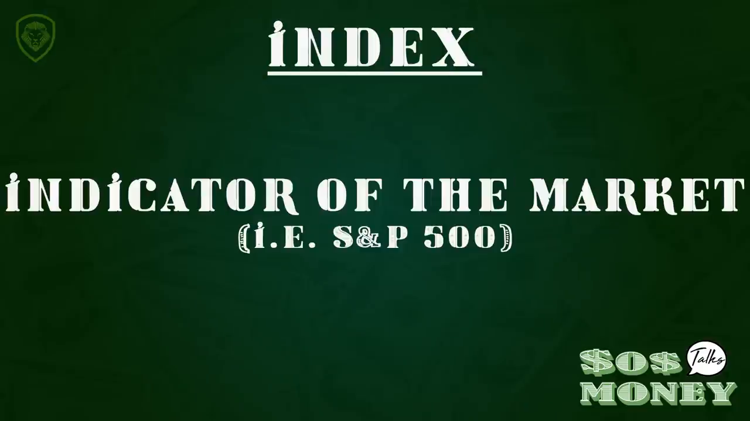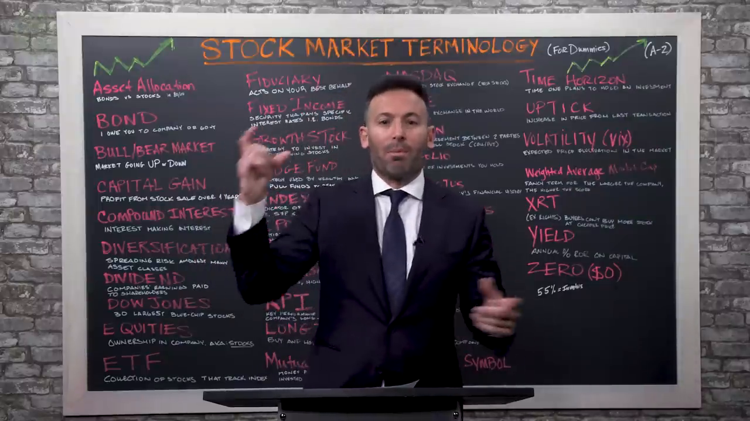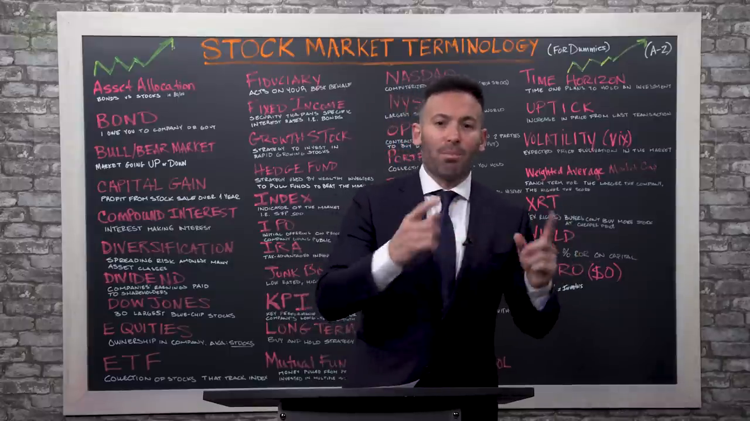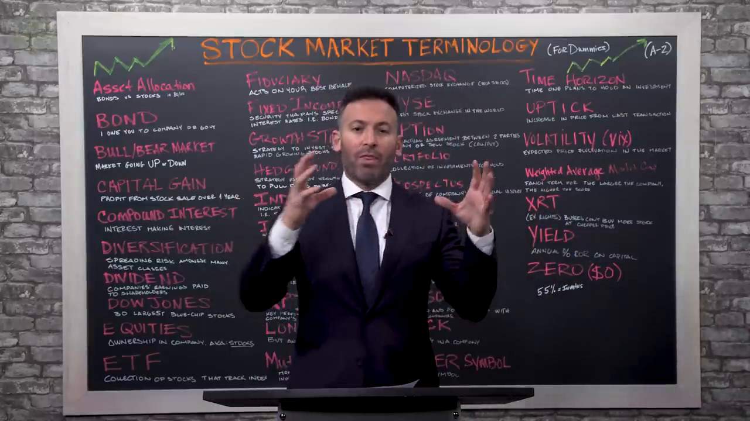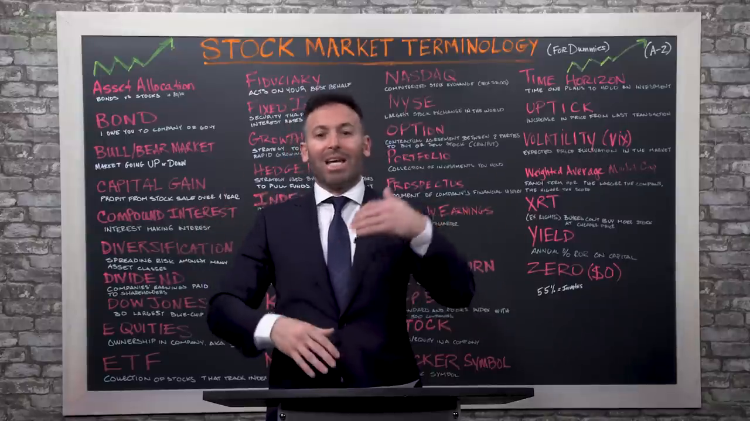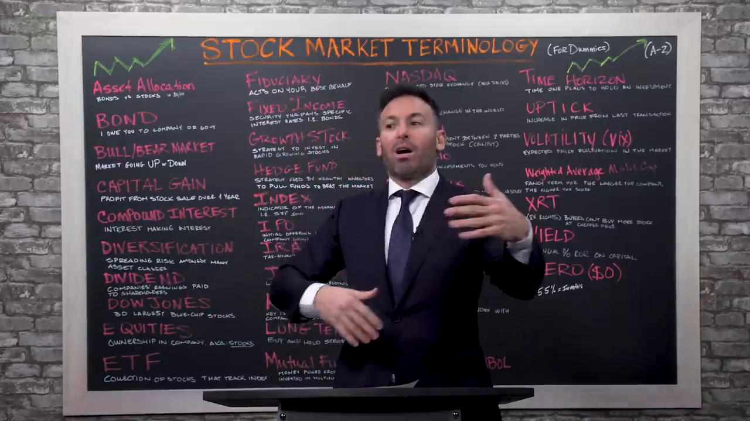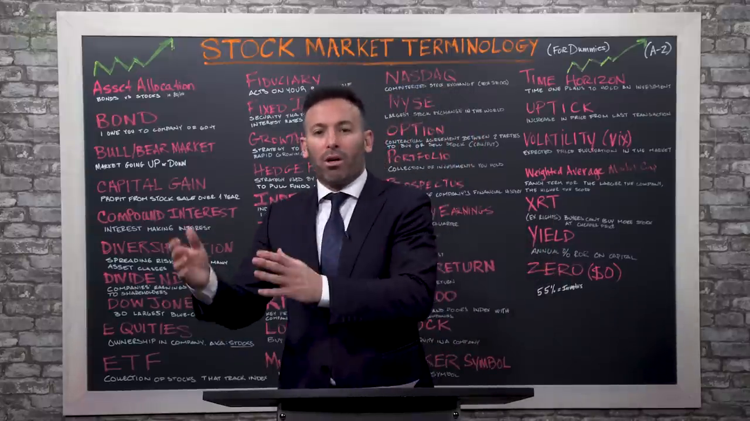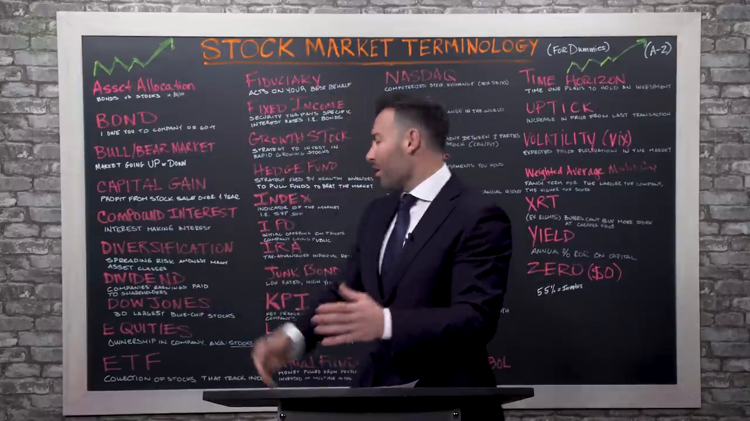Then you got index. Index are just indicators of the market. Like we talked about the Dow Jones, the top 30 blue chip companies in America. That's an index. But the best known index is the S&P 500, which is an index of the top 500 largest companies in America. So that index is just an indicator of the market. You always hear, I'm index investing. That's just mirroring the market by indexing the market.